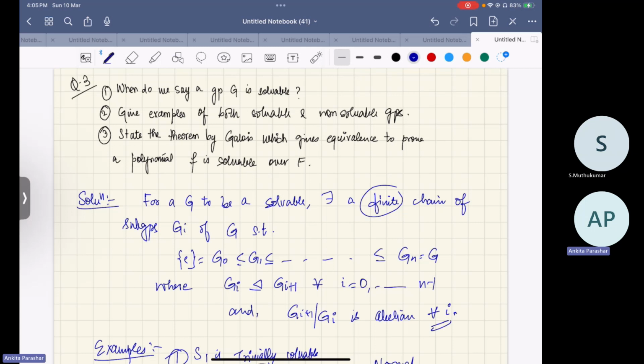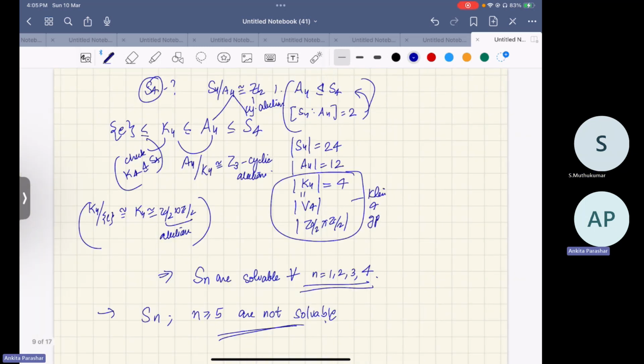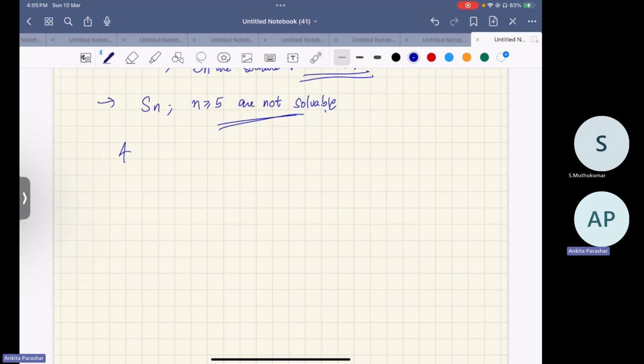But there is one celebrated theorem by Galois, which says that you can look at whether the polynomial is solvable or not through the Galois group. A polynomial f is solvable if and only if its Galois group is solvable. Exactly. I think this is one of the most beautiful results of Galois.